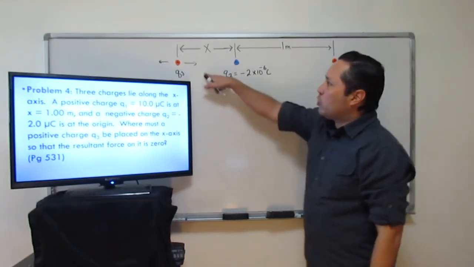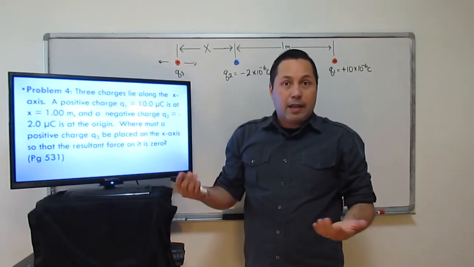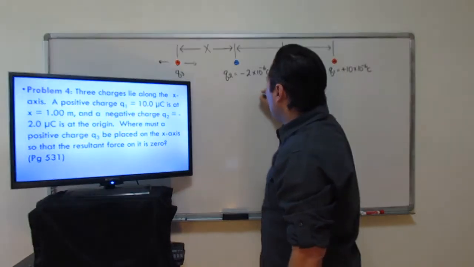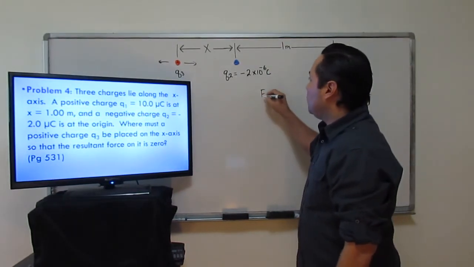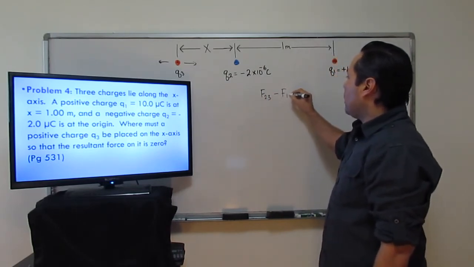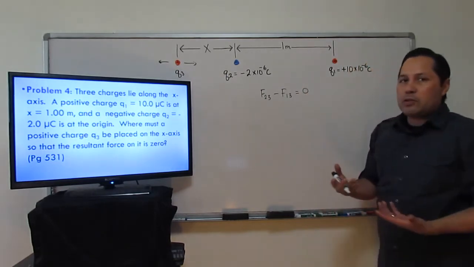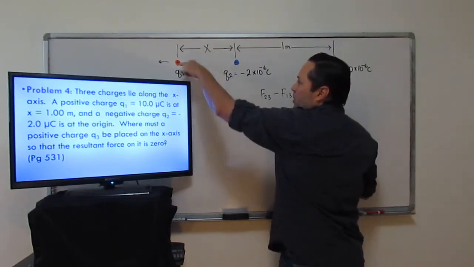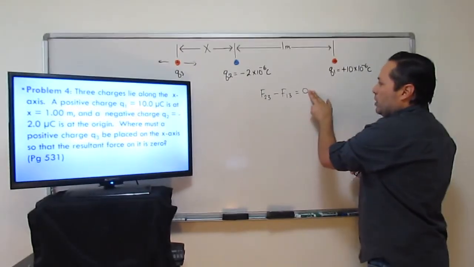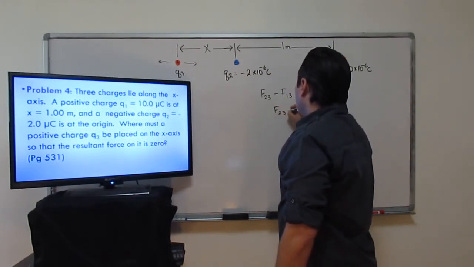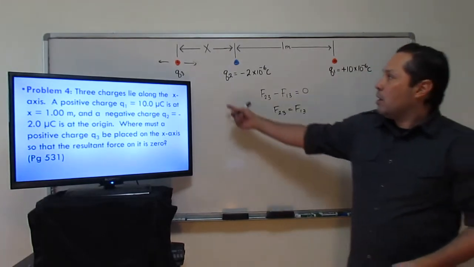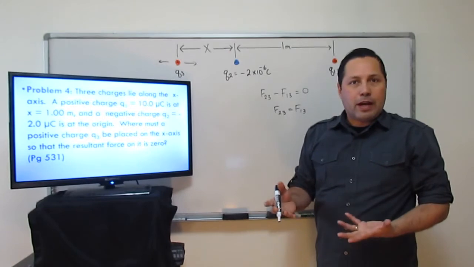Now we know that these 2 forces are opposite, but they've got to cancel out because there's got to be a 0, no movement on q3. So therefore we're going to say the force between q2 and q3 minus the force between q1 and q3 is equal to 0. They've got to balance each other out. One is positive, going to the right, and the other is negative. The force between q1 and q3 is going to the left. So I'm going to move it over to this side so we can have the following. So they're equal to each other in magnitude. That's why our net force is 0.